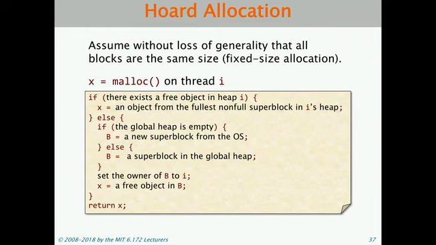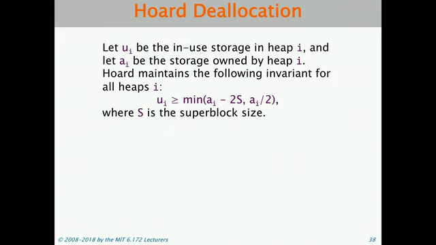OK, so if it finds it in its own heap, then it's going to allocate an object from there. Otherwise, it's going to check the global heap. If the global heap is empty, then it's going to get a new superblock from the OS. Otherwise, we can get a superblock from the global heap and then use that one. And then finally, we set the owner of the block we got either from the OS or from the global heap to I, and then we return that free object to the program. So this is how a malloc works using the Horde allocator.